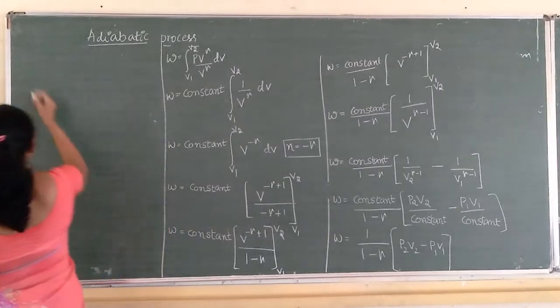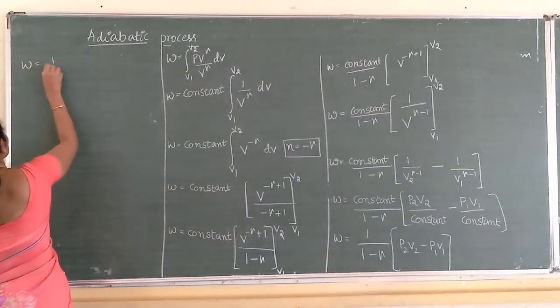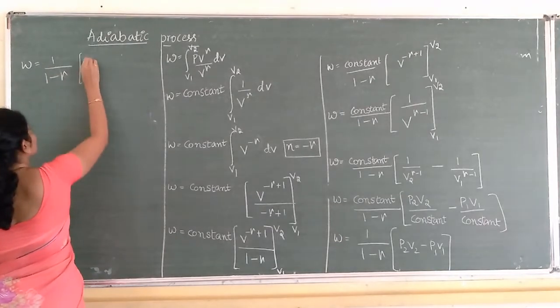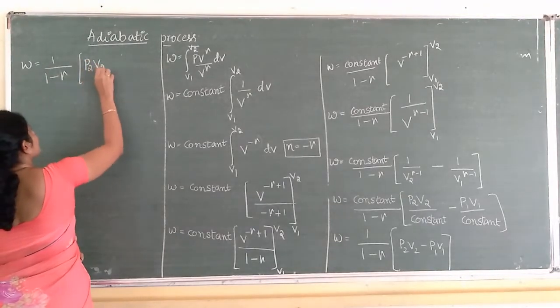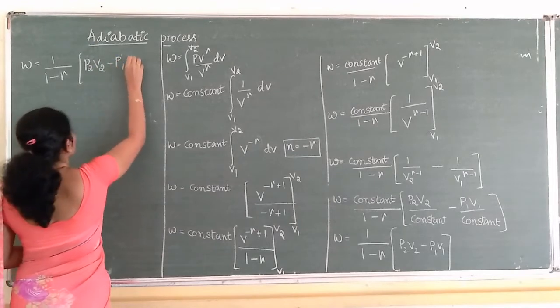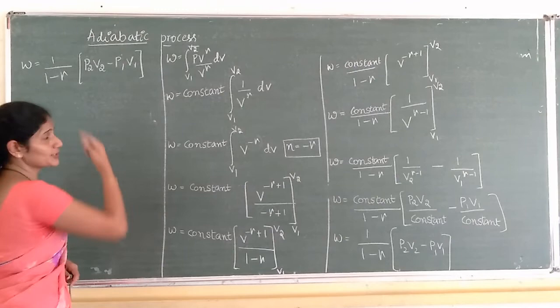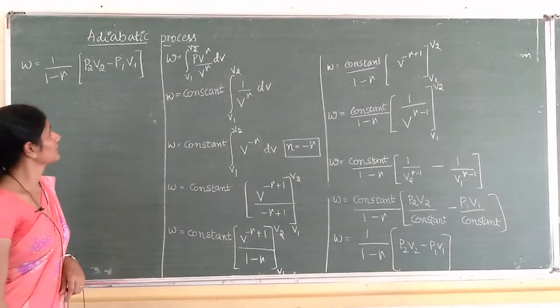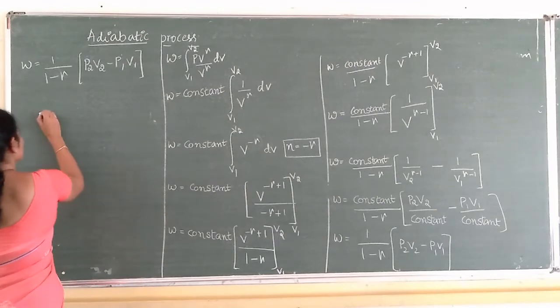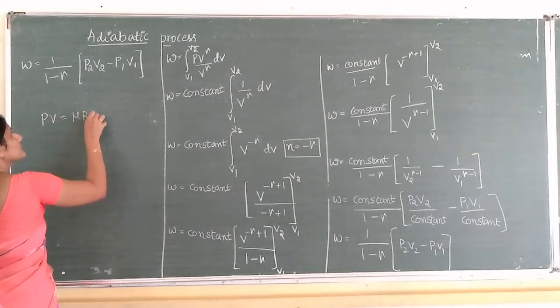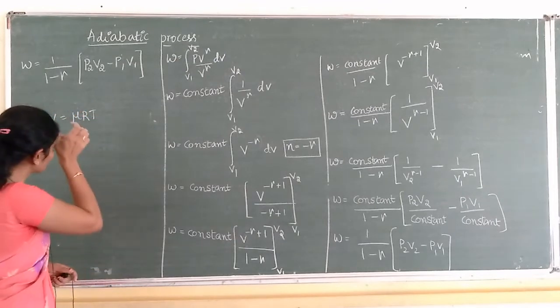W is equal to 1 by 1 minus gamma into P2 V2 minus P1 V1. This P2 V2, PV is equal to mu RT, the ideal gas equation.